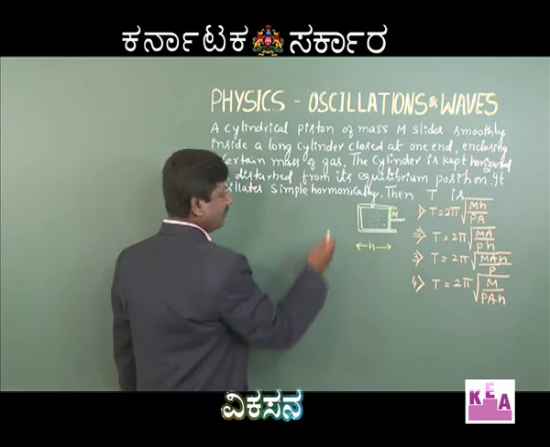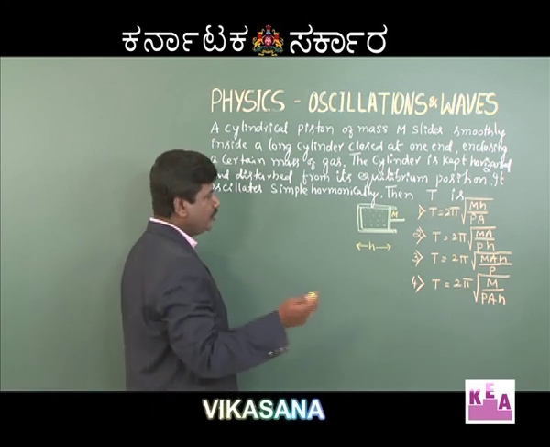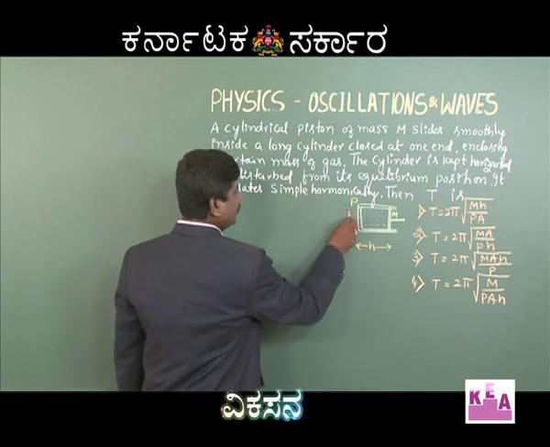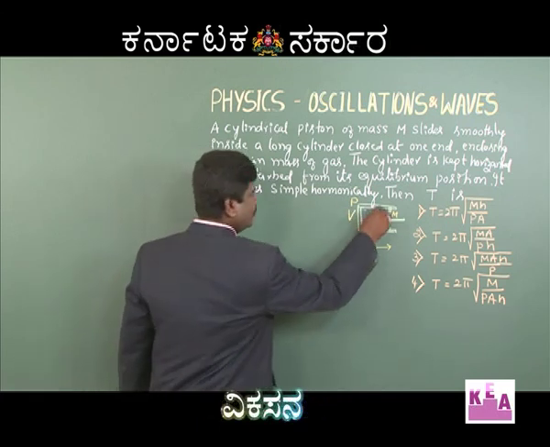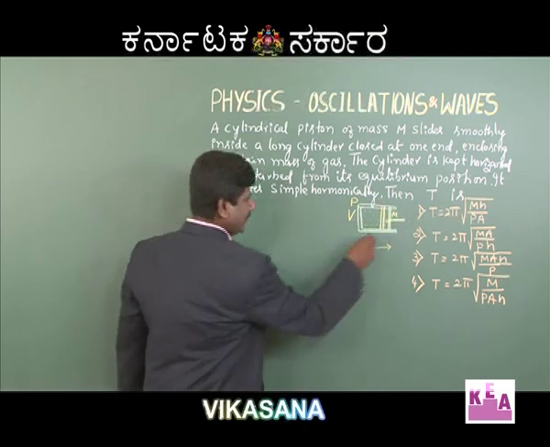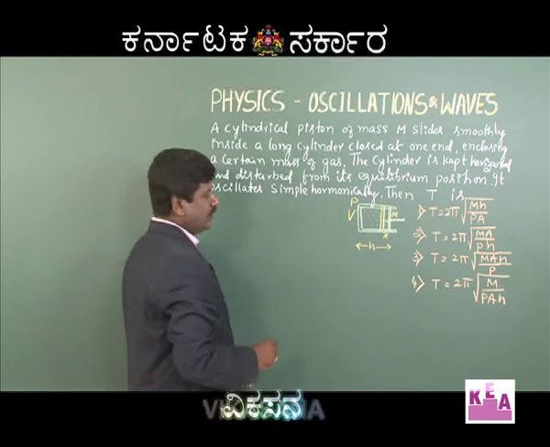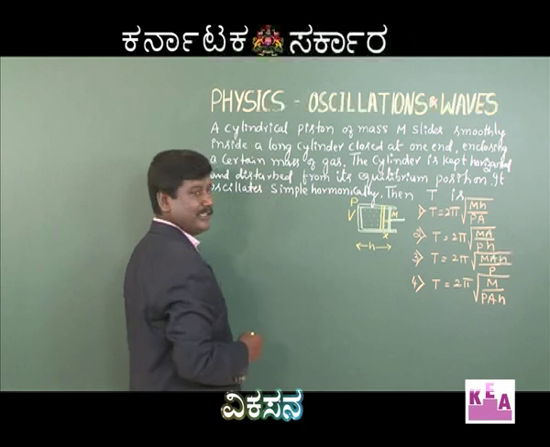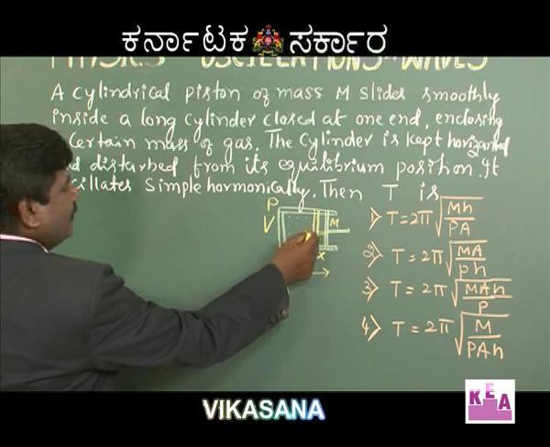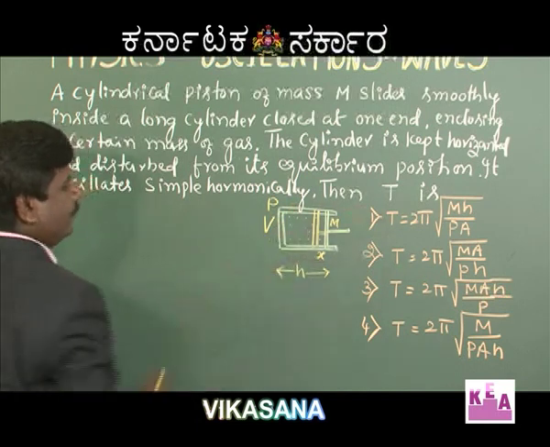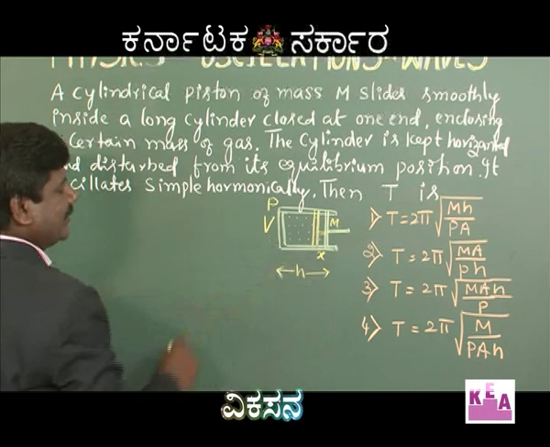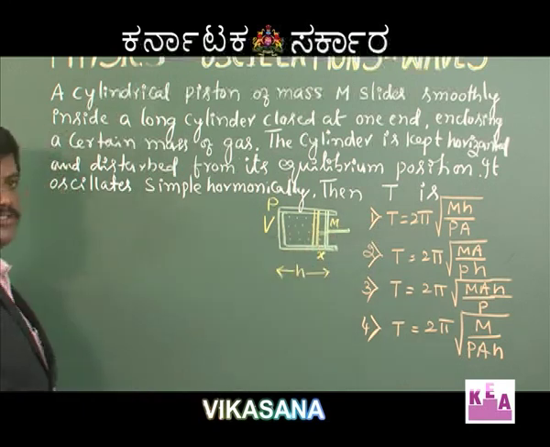What happens? The pressure and volume of the gas change. Imagine, let P be the initial pressure, V be the initial volume. Now, the piston is moved slightly towards left. So, what is the displacement? That is equal to x. The piston is displaced by a distance x. When the piston is released, it moves back and forth. That means it exhibits simple harmonic motion. Our aim is to calculate the period of oscillation of the piston.